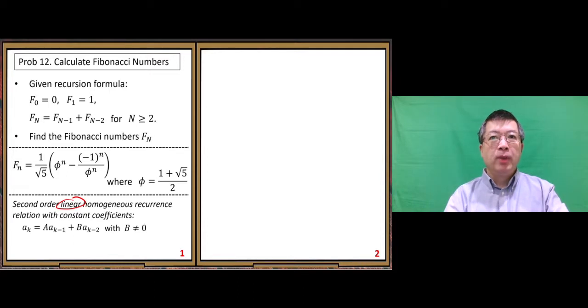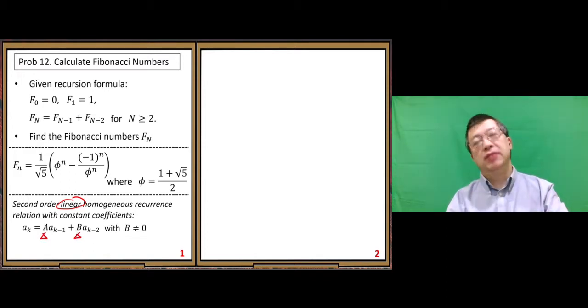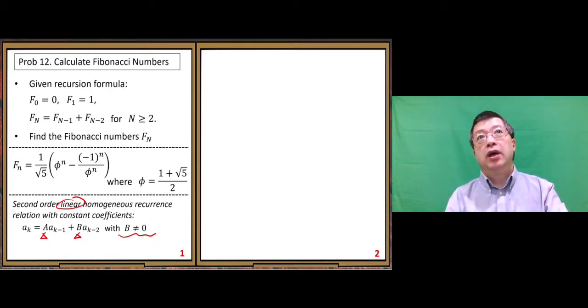With constant coefficients, coefficients A, B are constants, and B not equal to 0. Otherwise, think about what if B equals 0. What would happen? It won't be second order. It will be first order. Then it's too easy.